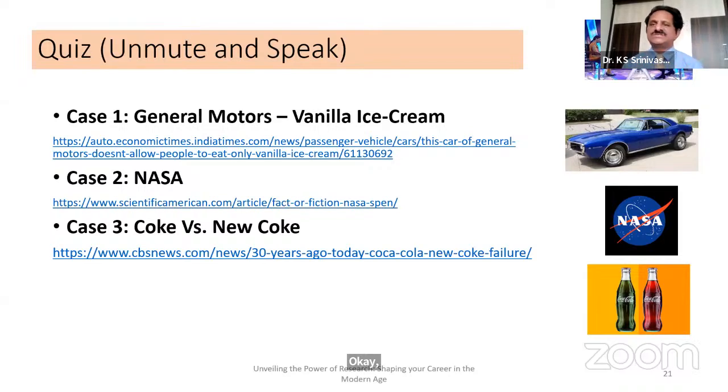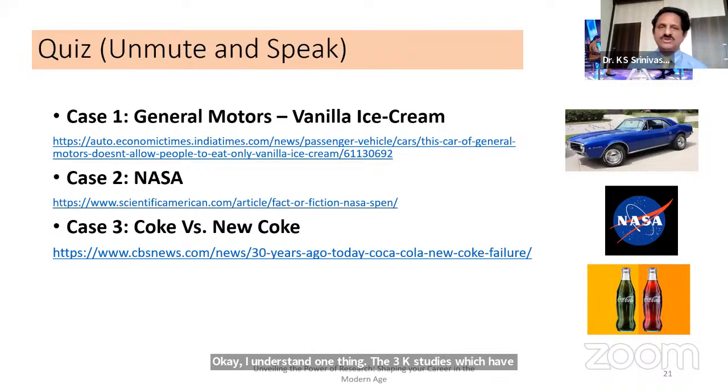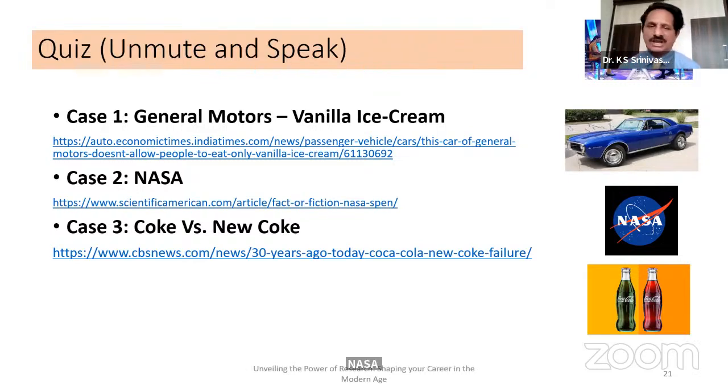The 3 case studies which I am giving to you are more powerful here because through them you will learn something about research, how people have done it in great companies like GM, General Motors, NASA, in scientific research and exploration, and Coke versus New Coke, meaning Coke as a bottling company. Fine? You will be surprised to see these things. These 3 links I'll be giving to you at the end of the session.